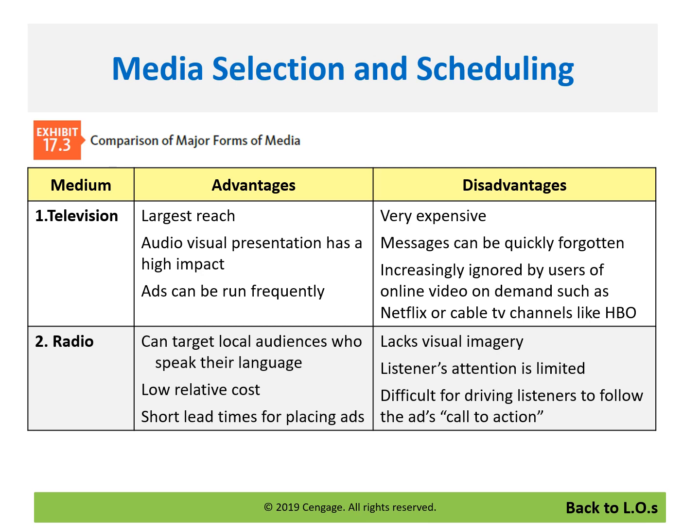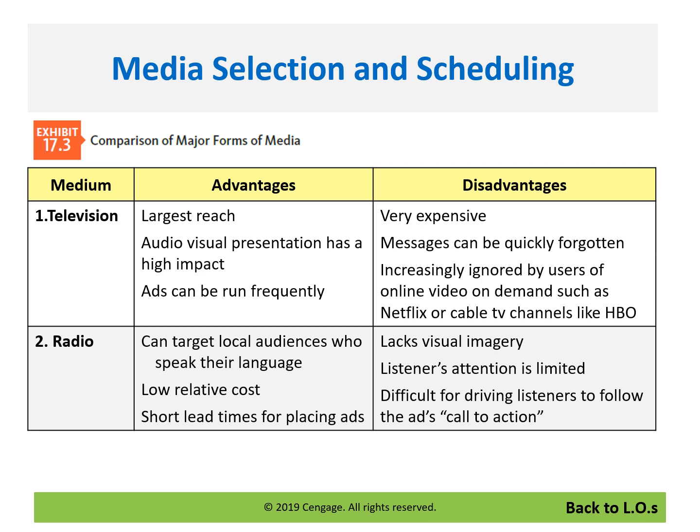Let's compare the major forms of media, their advantages and disadvantages. First, we have television. The advantage is that television ads have the largest reach, and audio-visual presentation has a high impact on the viewers. Ads can be run frequently in television advertisements. Disadvantages include advertisements on TV are very expensive.